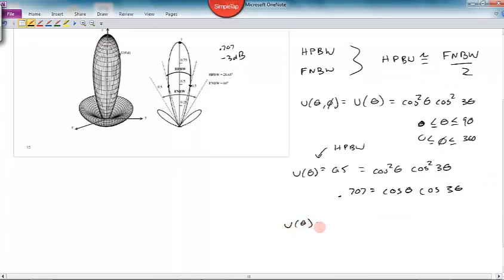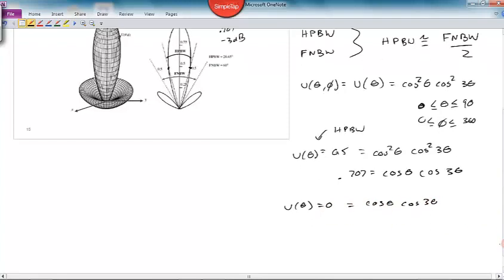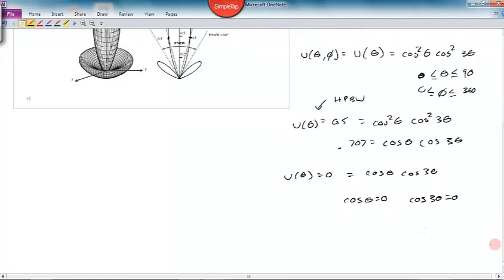So let's instead set U of theta equal to 0, and that's going to be equal to cos theta cosine of 3 theta, where I've already taken the square root of both sides, right? Square root of 0 is just 0. So we know this will be true if either cosine of theta or cosine of 3 theta is 0. So we've got two solutions. Cosine of theta is equal to 0, and cosine of 3 theta is equal to 0. And this occurs at 90 degrees, and this occurs at 30 degrees.